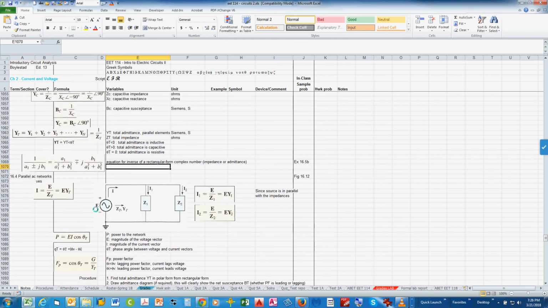The equation here for the inverse of a rectangular form complex number, impedance or admittance, 1 over A plus or minus JB is equal to this: A divided by A squared plus B squared, minus or plus, which means that if it's plus here, it ends up being a minus here, JB over A squared plus B squared.